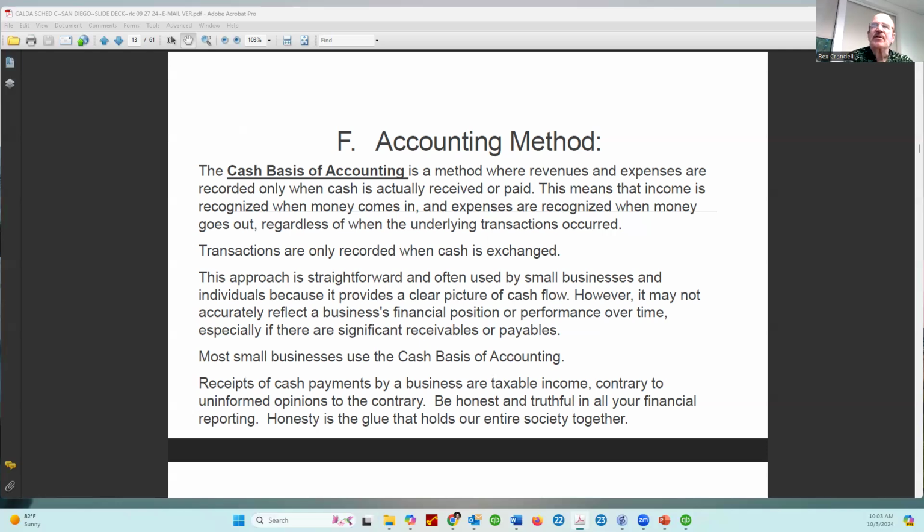So if you billed a customer last year and then they paid that invoice this year, under the cash basis of accounting, you report the income this year.